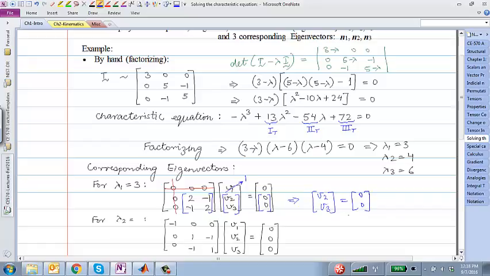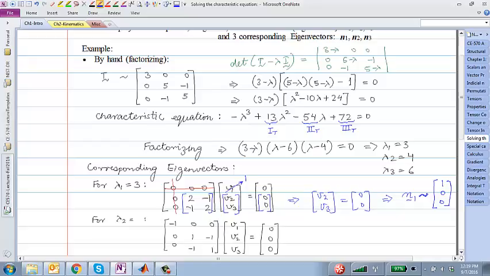So that means that in one direction can be represented as 1, 0, 0. That's the first eigenvector. Okay. 1, 0, 0 is the same as E1, right? 1, 0, 0 is the same as E1.